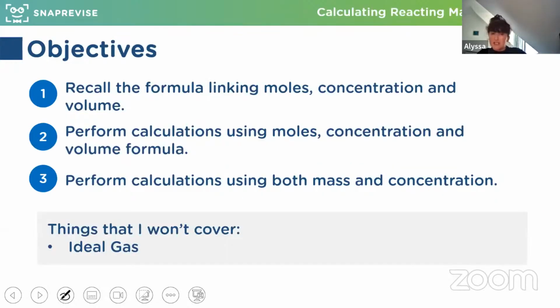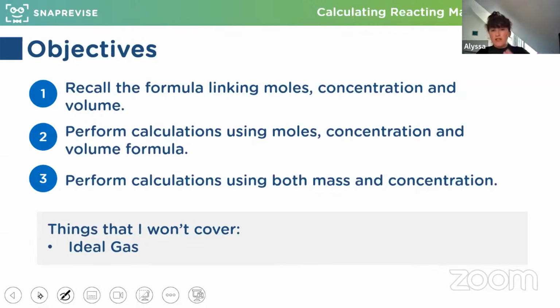So objectives for today, for the next 50 minutes or so, we're going to recall the formula linking moles, concentration and volume. This hopefully you know from GCSE, but you may not. Then we're going to perform some calculations using that formula, and some calculations using the mass formula as well and link it with concentrations. That tends to be the bit that students find harder, the fact that you've got to use two different equations in order to get to an answer. We're not going to look at ideal gas. That is an entirely separate web class.